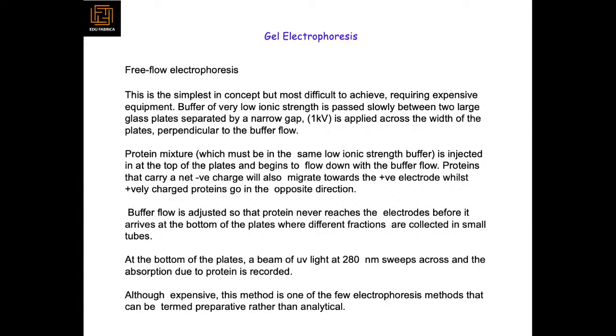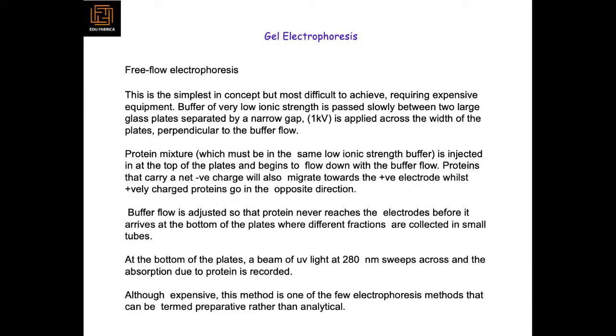Free flow electrophoresis is the simplest in concept but most difficult to achieve, and requires expensive equipment. Basically, a protein mixture is injected at the top of the plates and begins to flow with the buffer flow. Proteins that carry a negative charge migrate towards the positive electrode, while the positively charged proteins go in the opposite direction. The buffer flow is adjusted so the proteins never reach the electrodes before they arrive at the bottom of the plate, where different fractions are collected in small tubes.